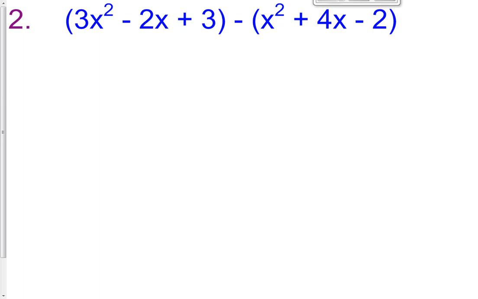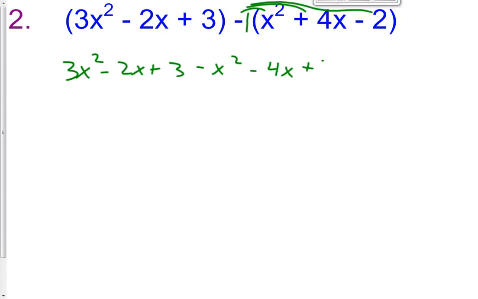For problem number 2, this time we're subtracting. The important thing to remember when subtracting is you have to distribute that negative. So we have like a negative 1 times that whole thing. So distribute that amongst all of your terms. So we have 3x squared minus 2x plus 3. Now it's going to be subtract an x squared, subtract 4x, and add 2, distributing that negative sign.